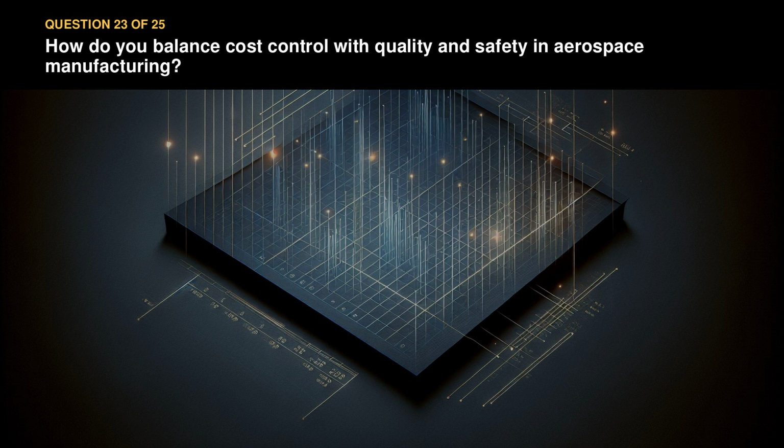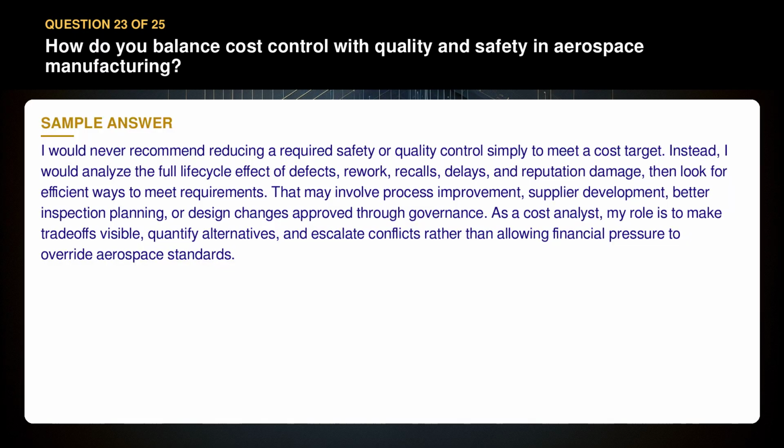Question 23. How do you balance cost control with quality and safety in aerospace manufacturing? I would never recommend reducing a required safety or quality control simply to meet a cost target. Instead, I would analyze the full lifecycle effect of defects, rework, recalls, delays, and reputation damage, then look for efficient ways to meet requirements. That may involve process improvement, supplier development, better inspection planning, or design changes approved through governance.